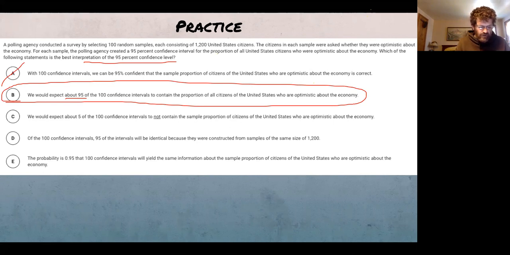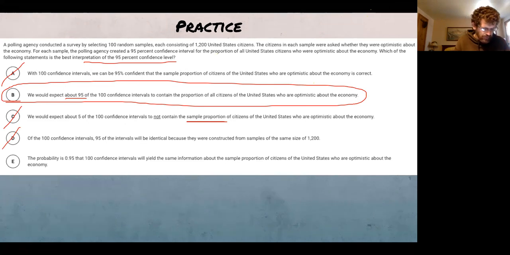The other one says we'd expect about 5 of the 100 confidence intervals to not contain the sample proportion, but they're talking about sample proportion. Keep in mind the sample proportion is inside of every single confidence interval. It's the middle of every single one of them. So that one's not correct. Of the 100 confidence intervals, 95 of the intervals will be identical because they were constructed from samples of the same size. That's not true. We're picking different people each time. It's a random sample, so they're not going to be identical. Next one, the probability is 0.95 that 100 confidence intervals will yield the same information about the sample proportion of citizens of the United States who are optimistic about the economy.